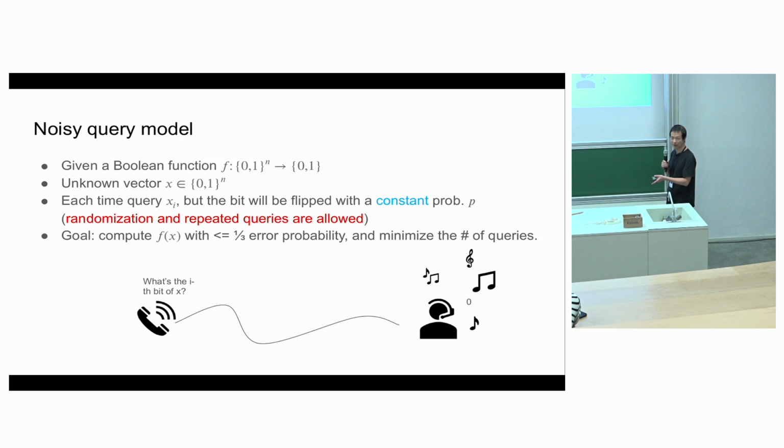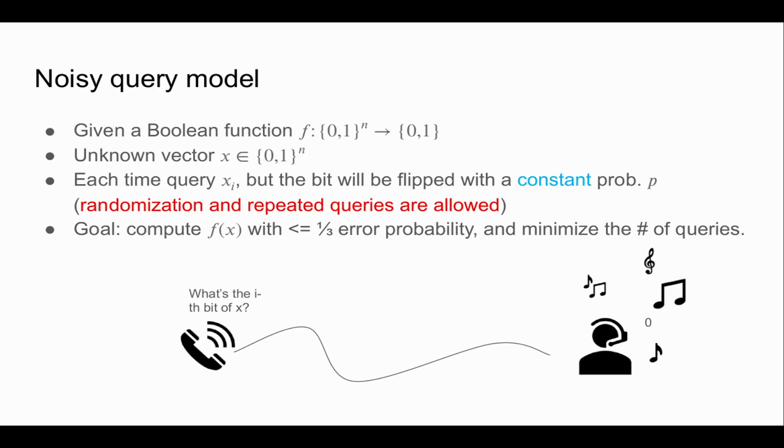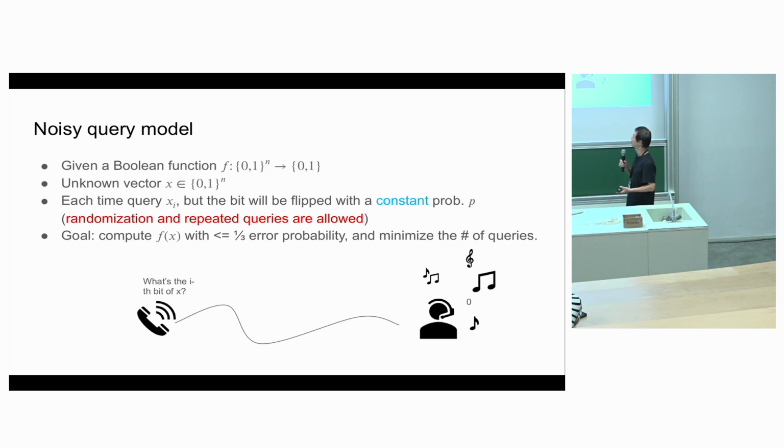One typical situation could be, you're on the phone with somebody else, and the other person is listening to music, and each time he gives you an answer, it is going to be noisy. Here we allow the queries to be randomized, and we can also use repeated queries. The goal, of course, is to compute the output of this function, and we have to allow some small error probability. The goal in this query model is to minimize the number of queries. So this is the basic noisy query model.